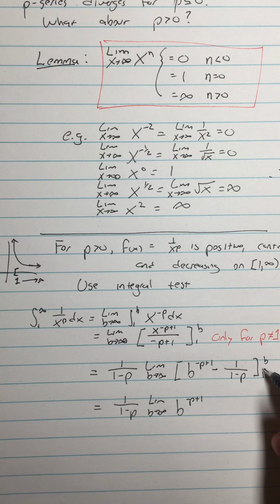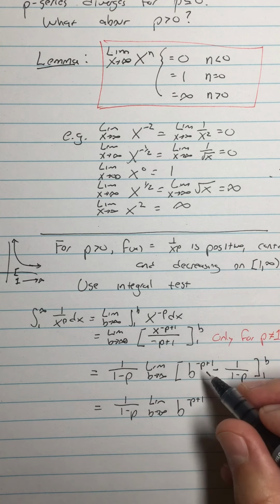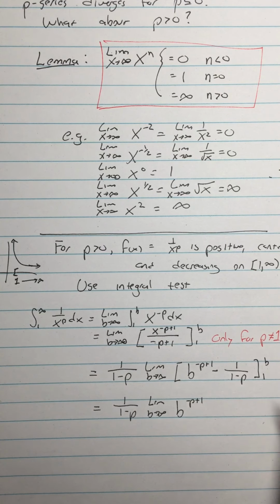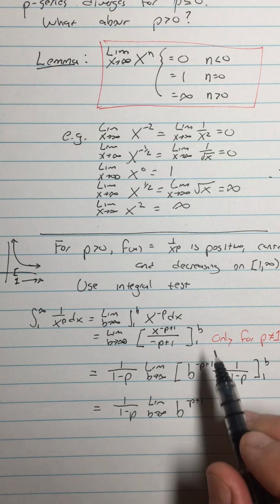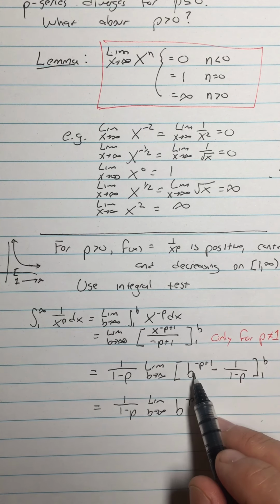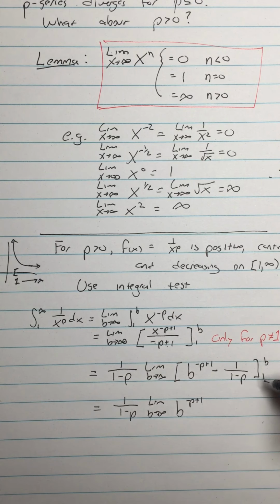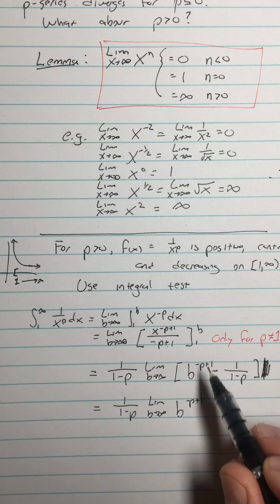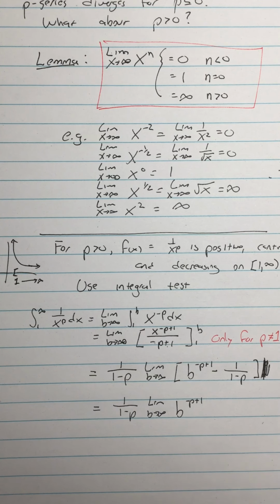Does that make sense? Oh, I see. I already plugged in the b and the 1. What did I do there? Oh, I see. Because I already plugged in the b here and the 1 here, that's why we actually don't have the 1 to b there, because I already plugged in the b and I already plugged in the 1. Yeah. Confused myself with that one.